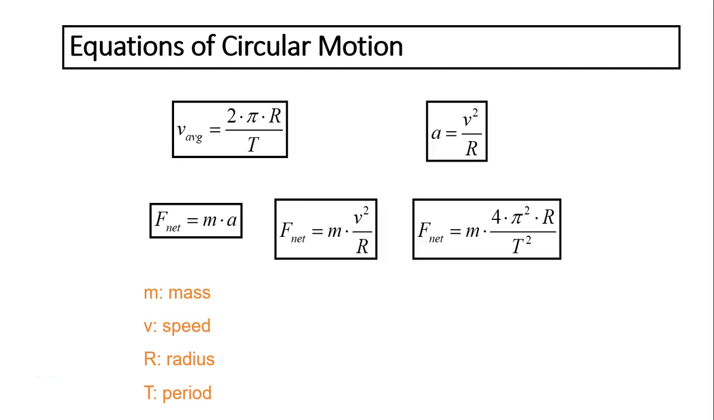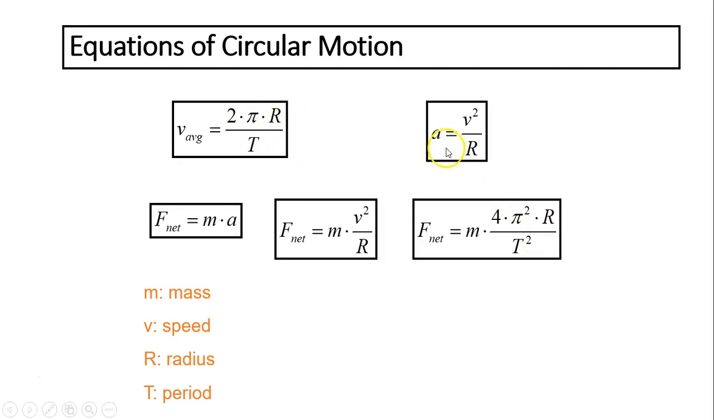Here are the equations for circular motion. Average speed equals 2 pi r over t. And this equation is not in your reference table. This is derived because in a circular motion, d equals 2 pi r and t equals the period.